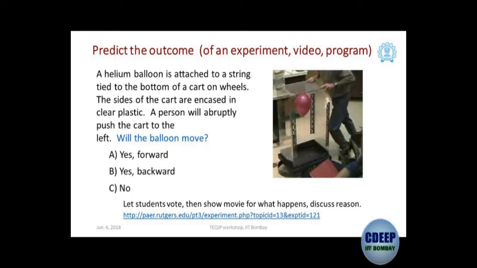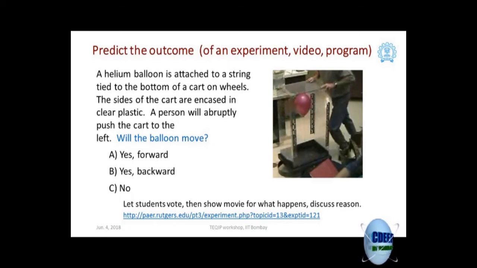So it's like a cart, a small one like a toy car, and there is plexiglass, some plastic on all sides. It's a standard box which has transparent sides, and the person who's standing there is going to push the cart from the outside. The person is not touching the balloon. The person is going to just push the cart. The balloon is inside and it's suspended inside.